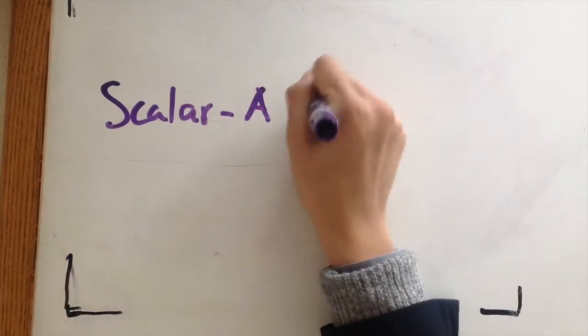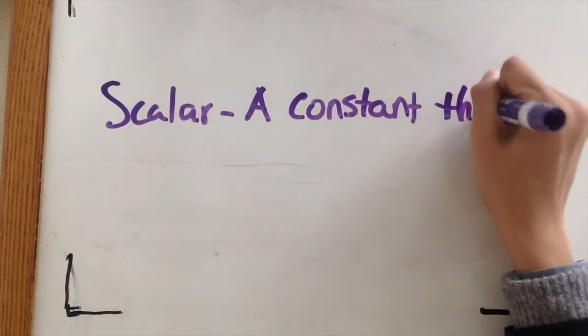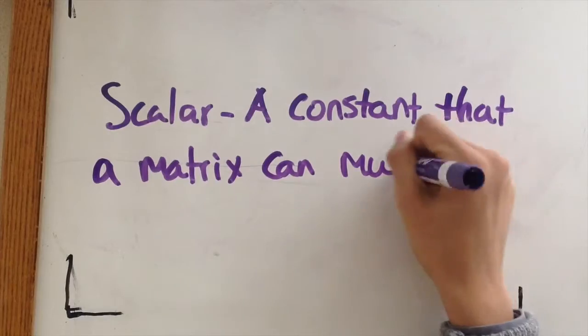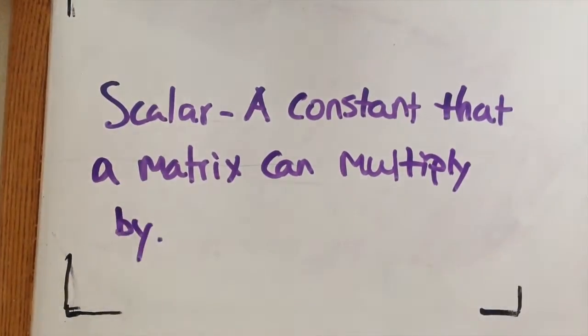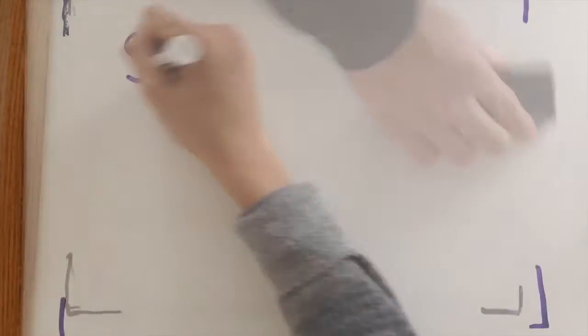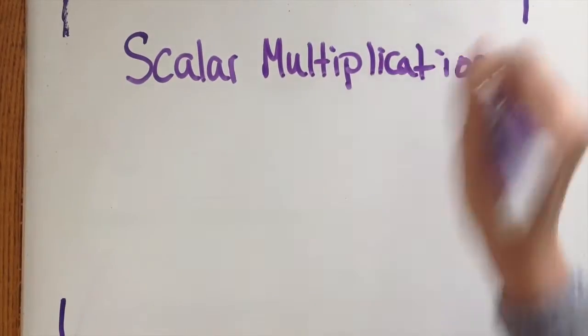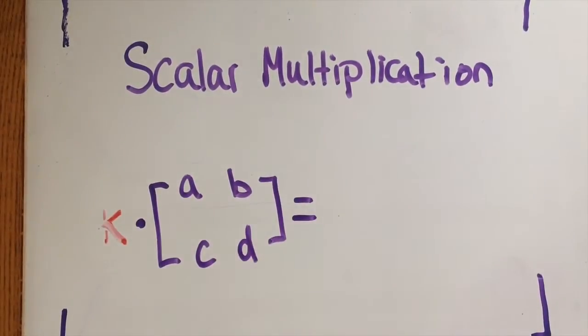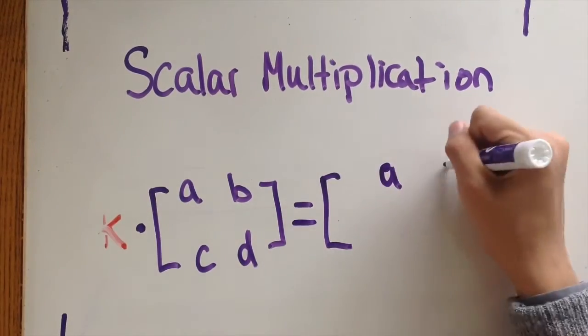Before we move into scalar multiplication, let us explain what a scalar is. A scalar is a constant that a matrix can be multiplied by. In scalar multiplication, the scalar, which is k in this case, is multiplied by each component of the matrix provided.